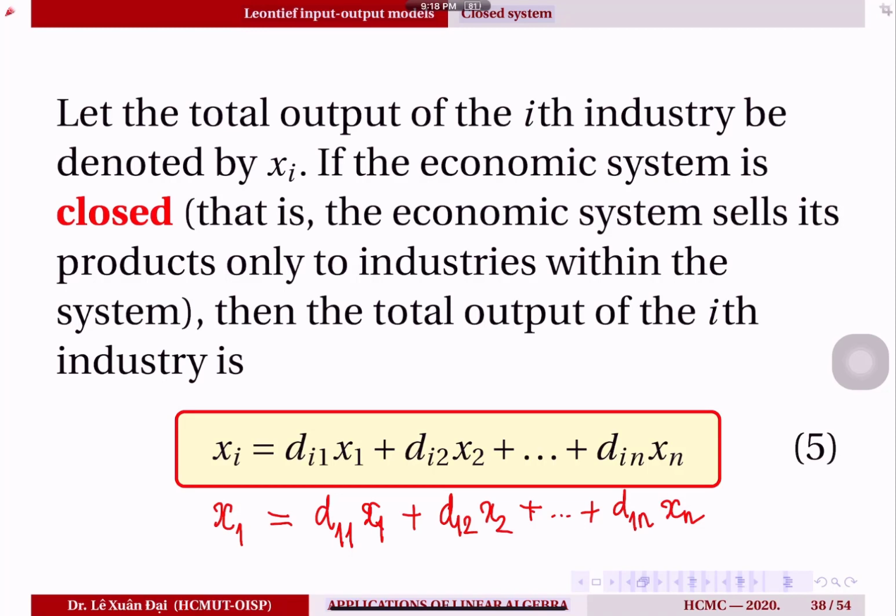So x1 is the total output of the first industry. To produce x1 units, the first industry must require d11 times x1 from itself, and so the total output of the first industry will be x1.